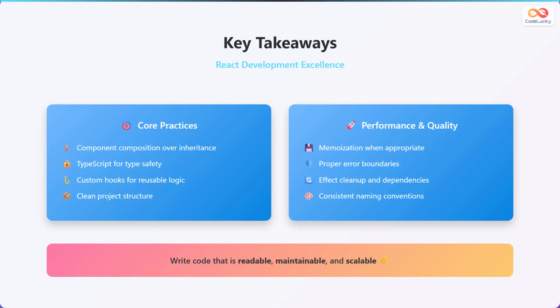First, memoization when appropriate. Second, proper error boundaries. Third, effect cleanup and dependencies. Fourth, consistent naming conventions. Always aim to write code that is readable, maintainable, and scalable.